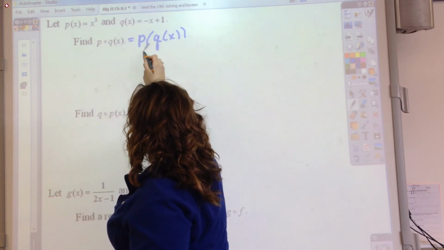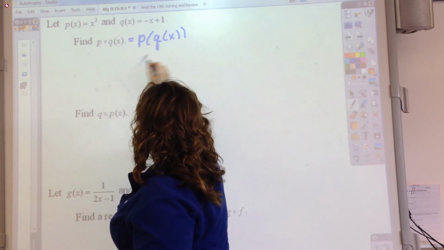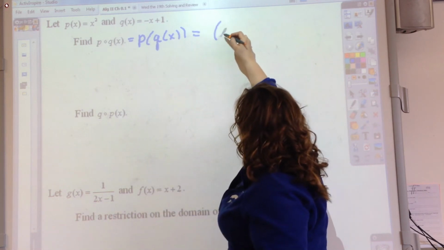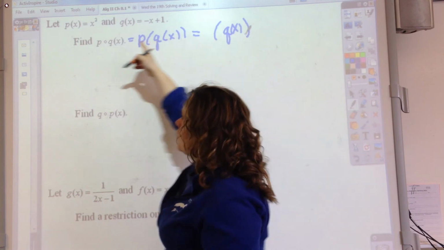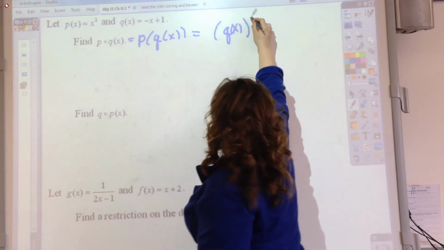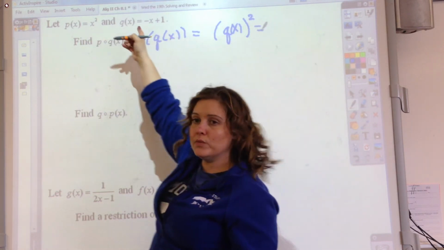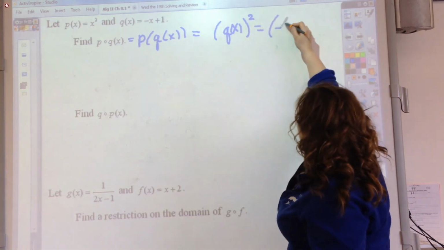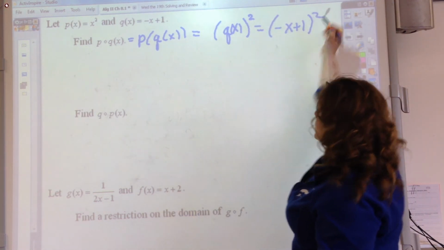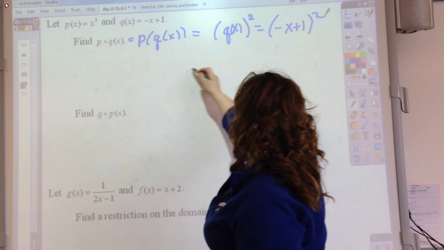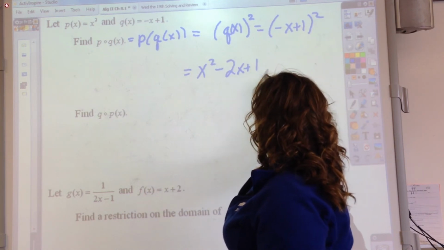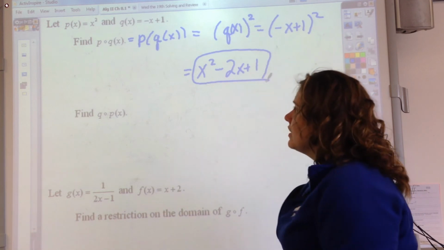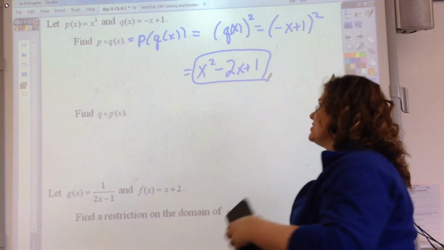So I'm starting with p, which is x squared, and instead of writing x, I'm going to write q of x. And what does p do to it? It squares it. Now let's plug in what q is actually equal to. I have negative x plus 1, quantity squared, and when I FOIL that out, hopefully you'll agree that I get x squared minus 2x plus 1.